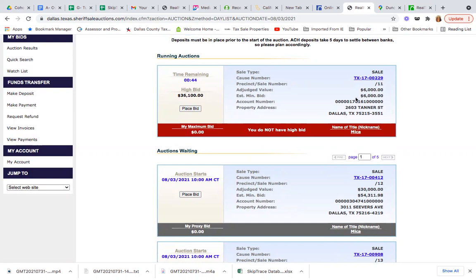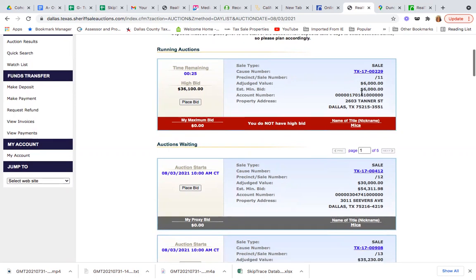For example, the minimum bid is saying it's 6,000, but it's saying the value is 6,000, but people are bidding. The highest bid is at 36,000. So obviously we know that the value for this is probably a lot higher than $6,000. But it might be someone on here that's new, but earlier in the auction, that's another thing too.